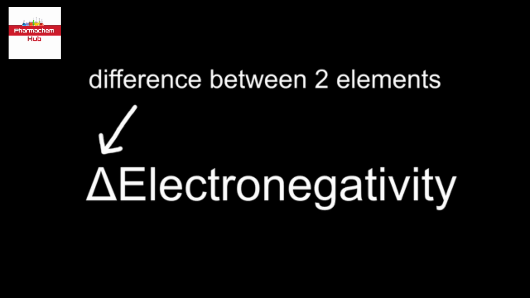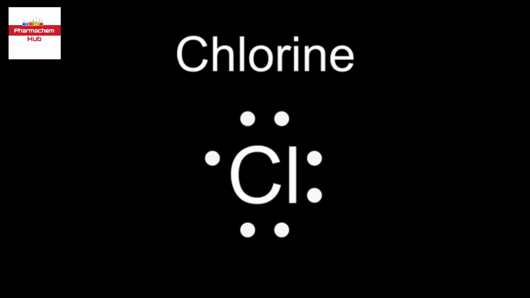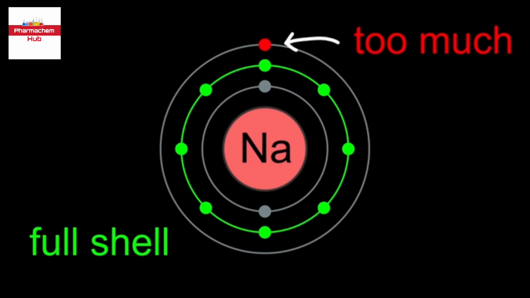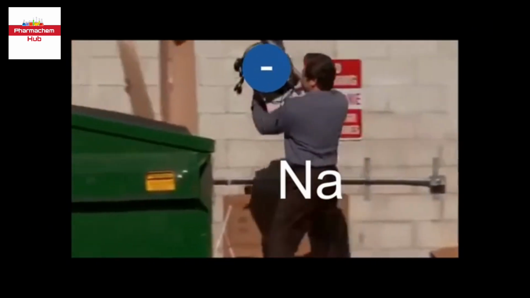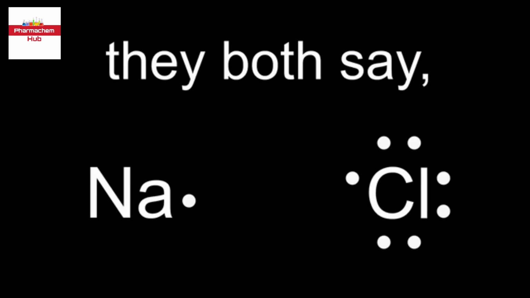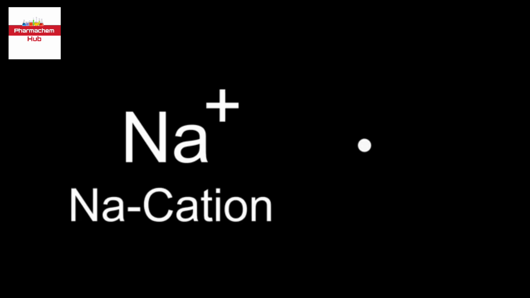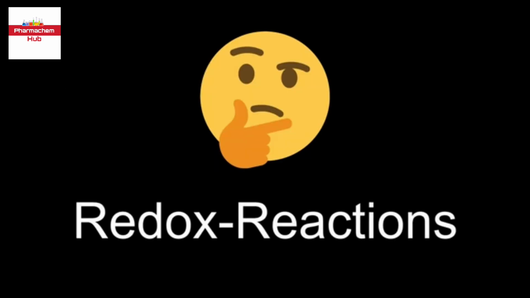If the difference in electronegativity is bigger than about 1.7, you get an ionic bond. A good example is sodium chloride. Chlorine would do anything for an electron, while sodium has one too many and just kinda wants to get rid of it anyway. Perfect, they both say, forming an ionic bond, where sodium loses an electron and turns into a cation, and chlorine gains an electron and turns into an anion. That seems pretty important. You might want to remember it.